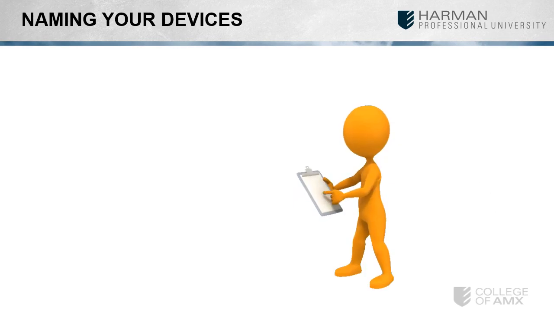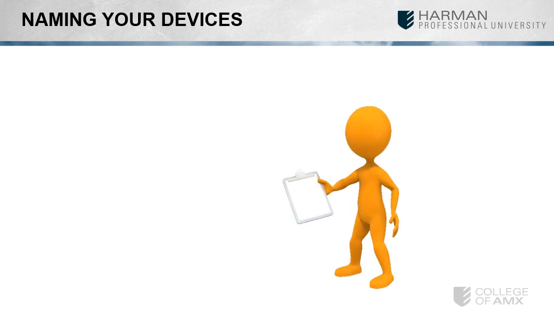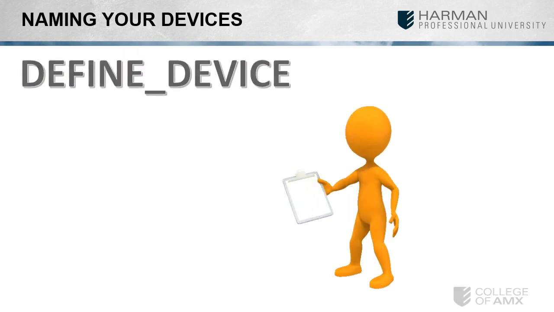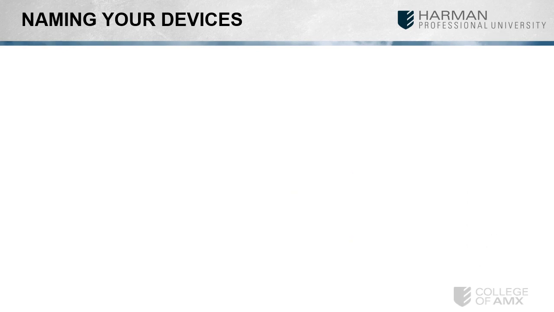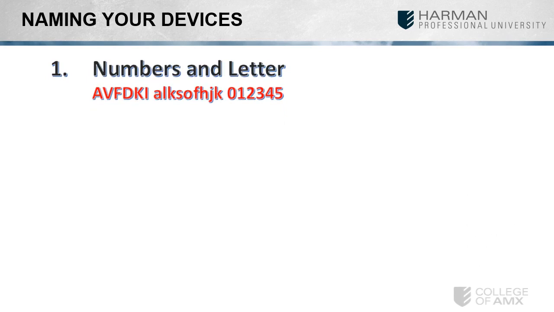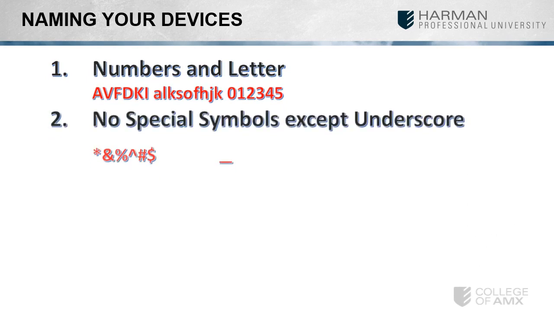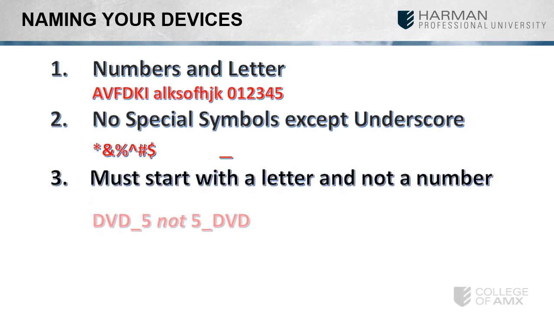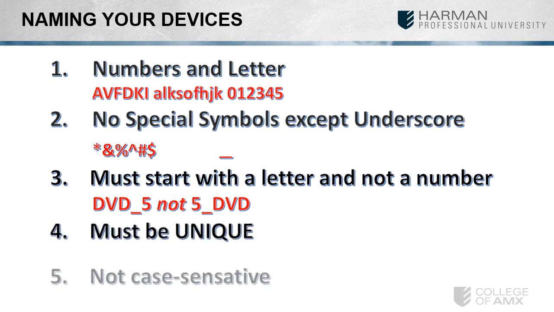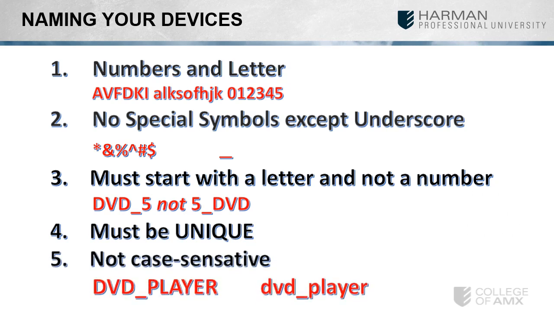Now that you know the appropriate notation to use for your device naming, let's discuss the actual name AMX recommends for use in creating names in defined device. There are a few rules you must follow. 1. Device names can only use numbers and letters. 2. You can't use special symbols except the underscore. 3. The names must begin with a letter. 4. The name for each device must be unique. And 5. The names aren't case sensitive.